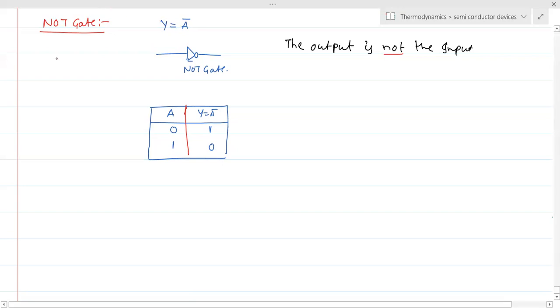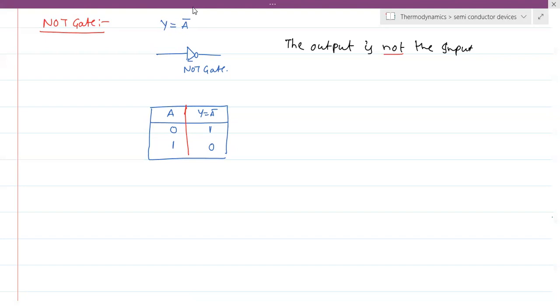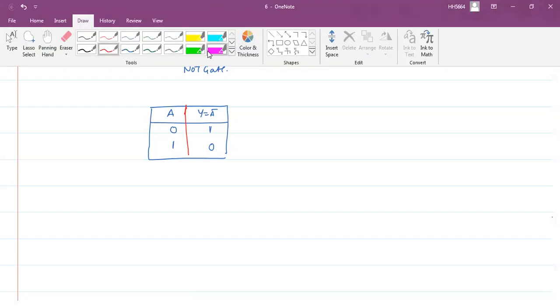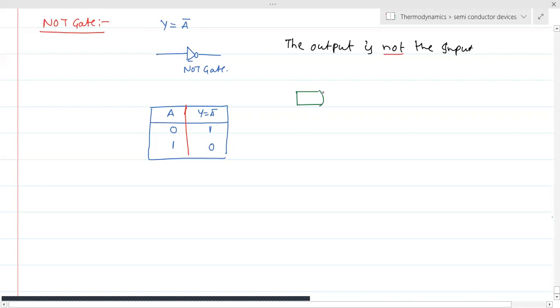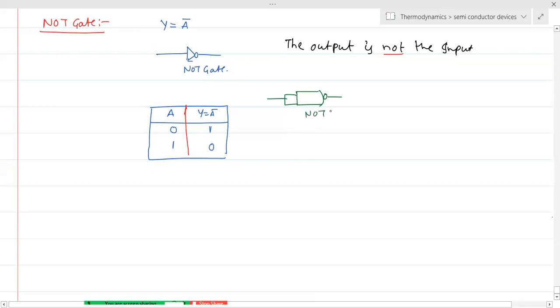Here we should be very careful, because this is not the only structure for the NOT gate. We have some more diagrams for the NOT gate. Suppose I am taking an AND gate like structure, a NAND gate like structure, but with a single input and single output. This is also called a NOT gate.